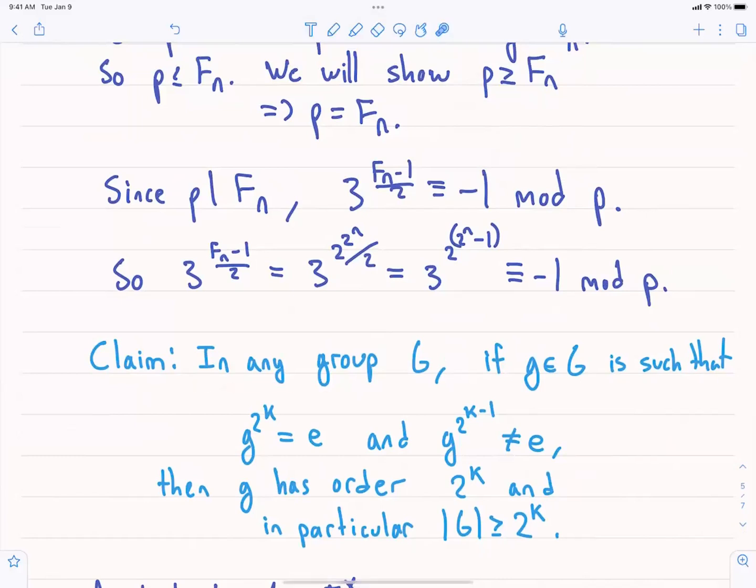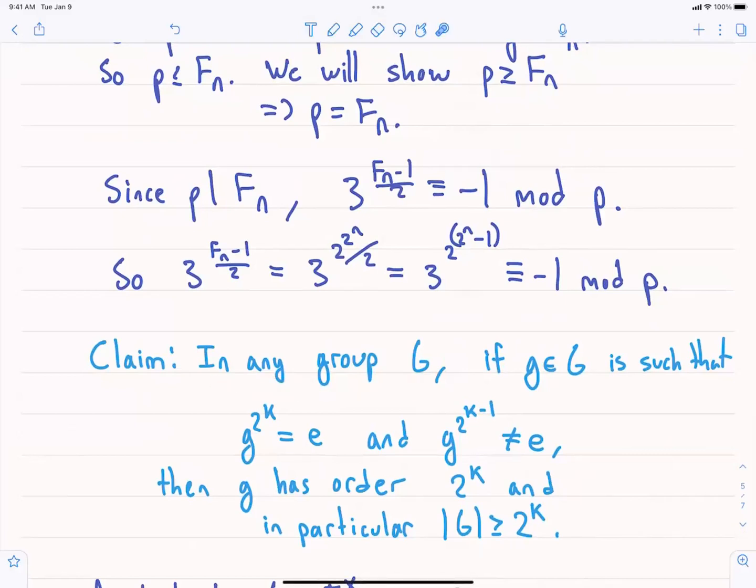In any group, G, so remember the group is just a place where you have a rule for multiplying or adding elements. So like F_p cross is the group we're going to use here, the units in F_p. But this claims to be true in any group.